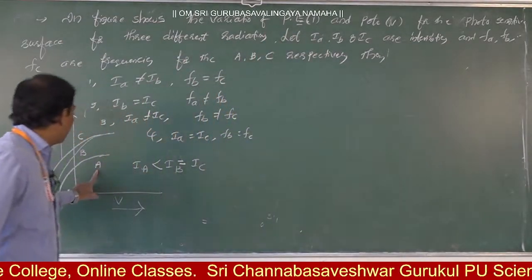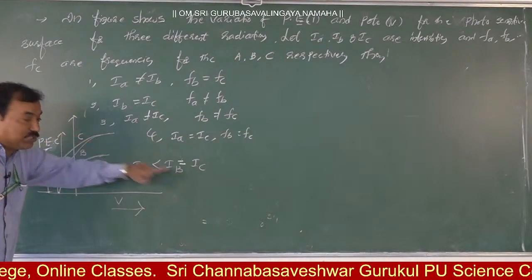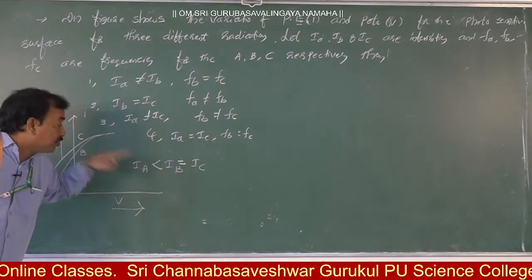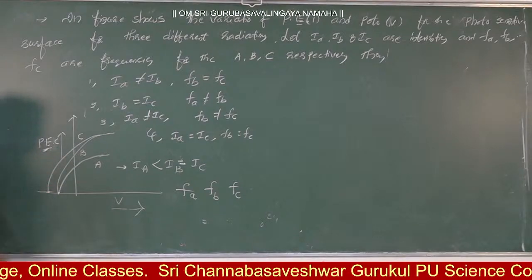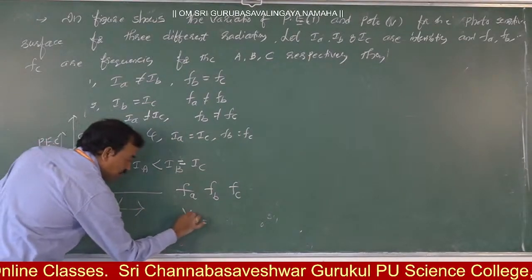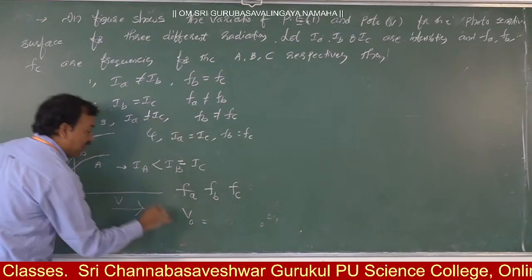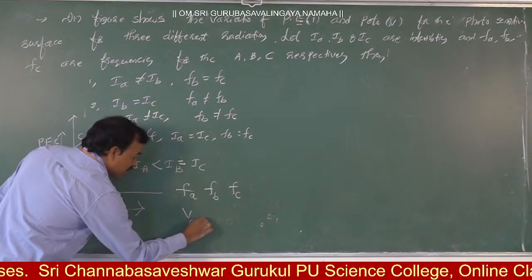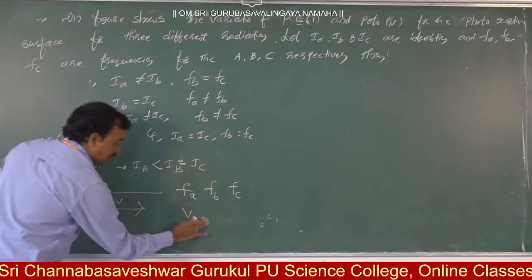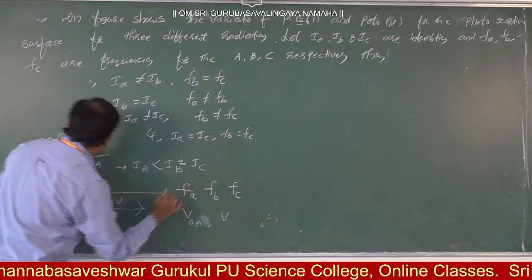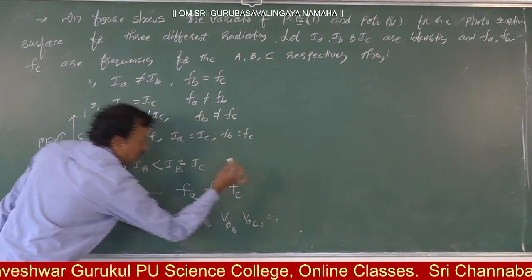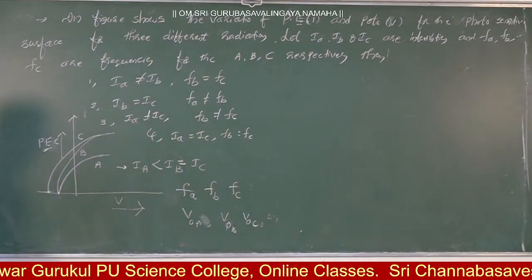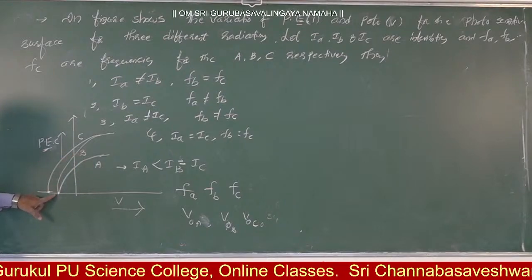IB and IC are both the same, and this value is more than IA. The stopping potential is equal to V0, okay? Again, what is the condition here? Stopping potential of A is V0 A, the second one is B, and the third one is C. So which values should remain the same here? A and B should remain the same.